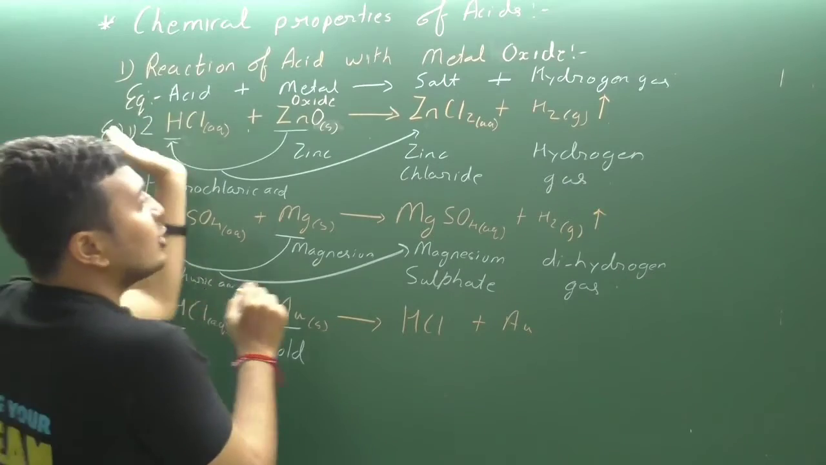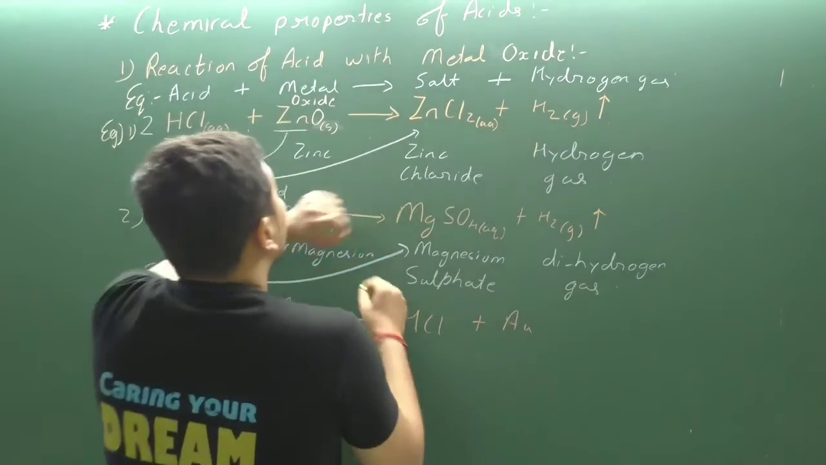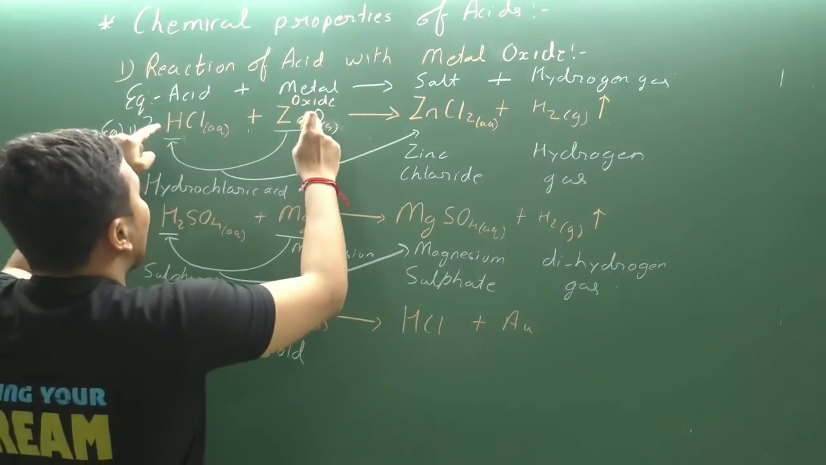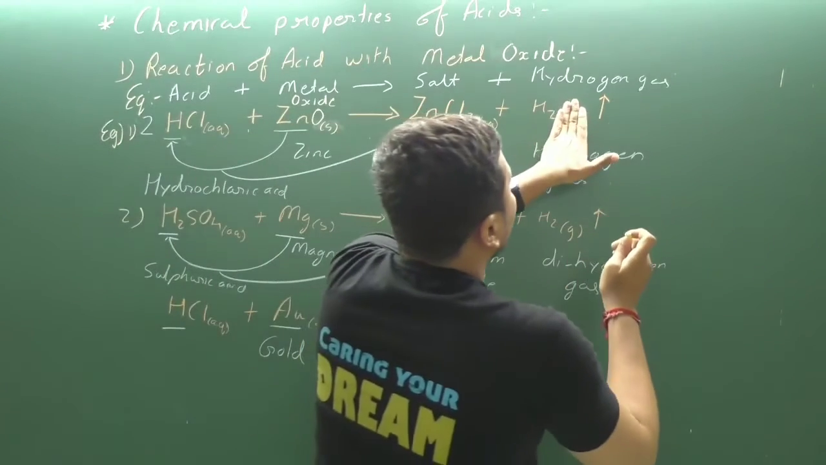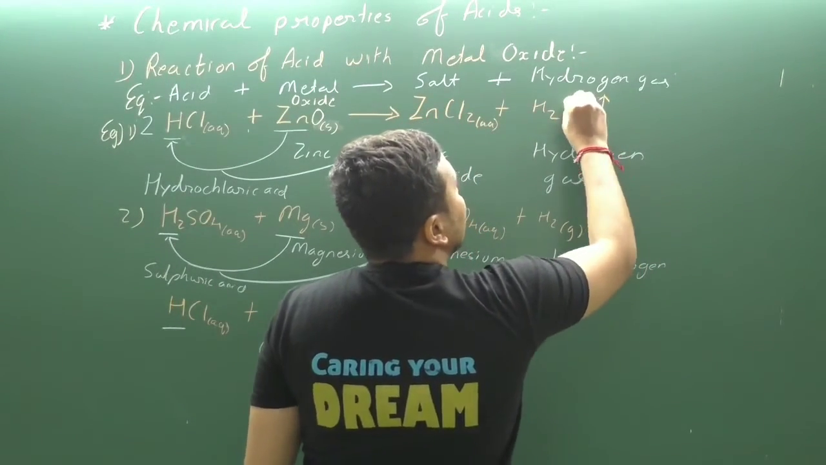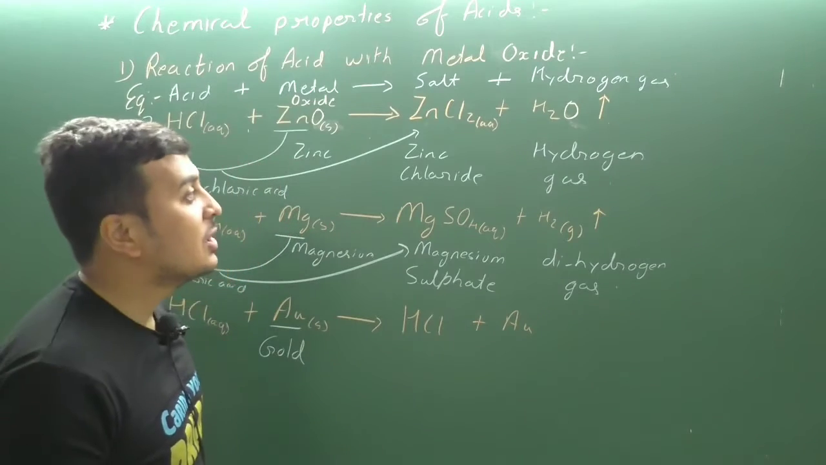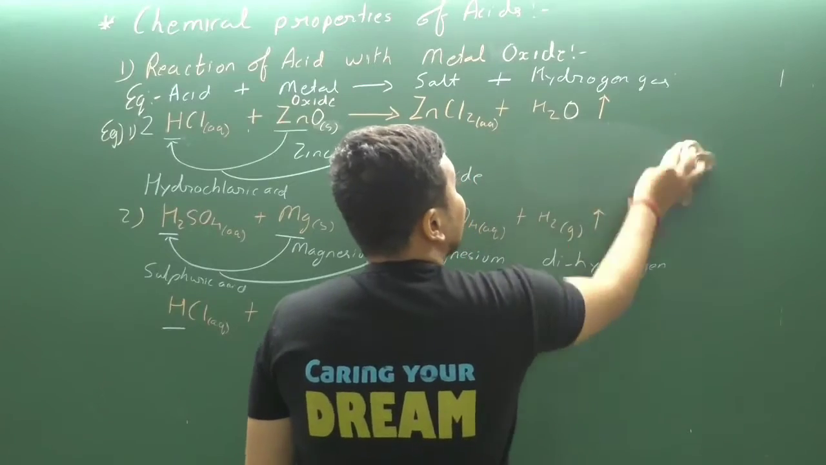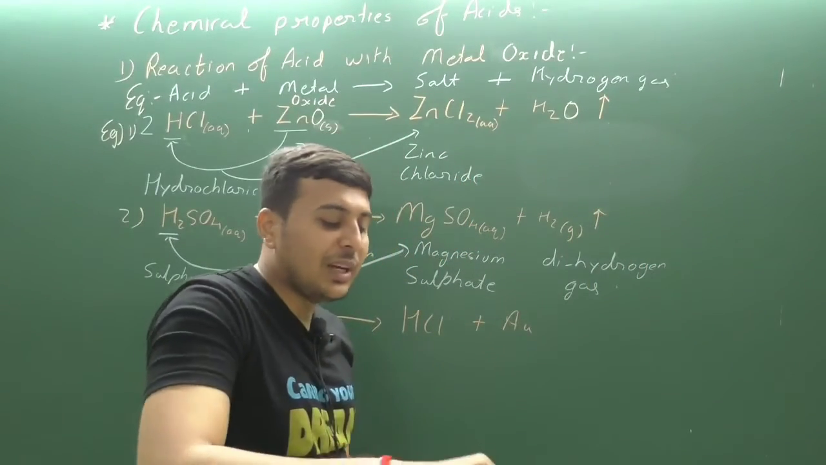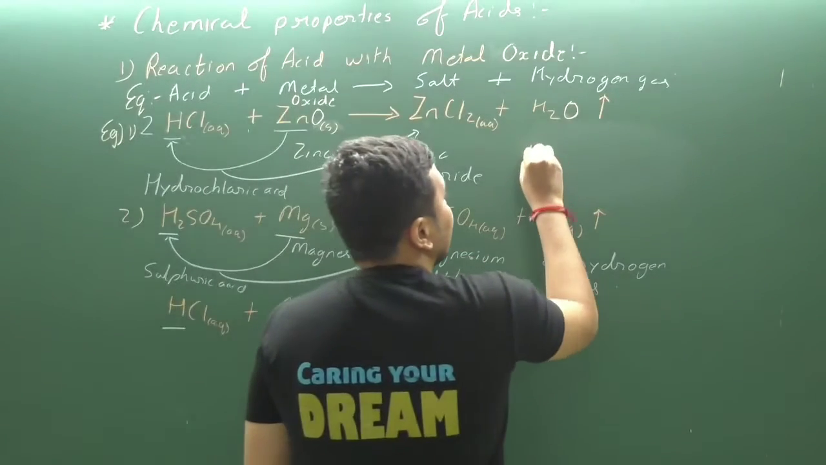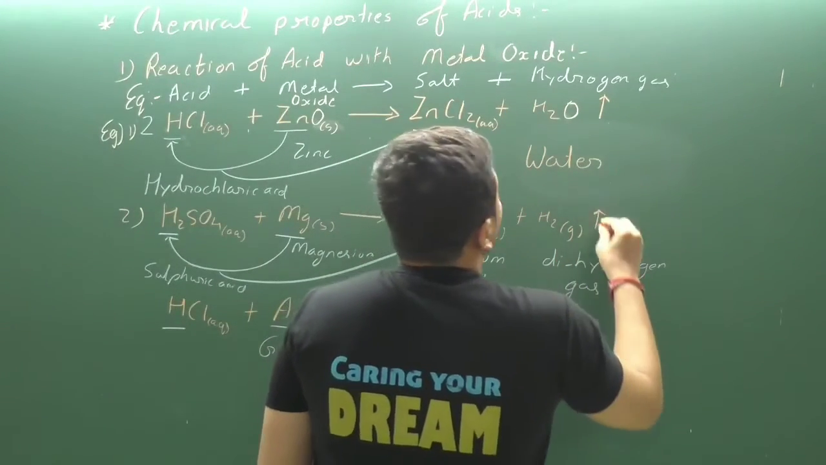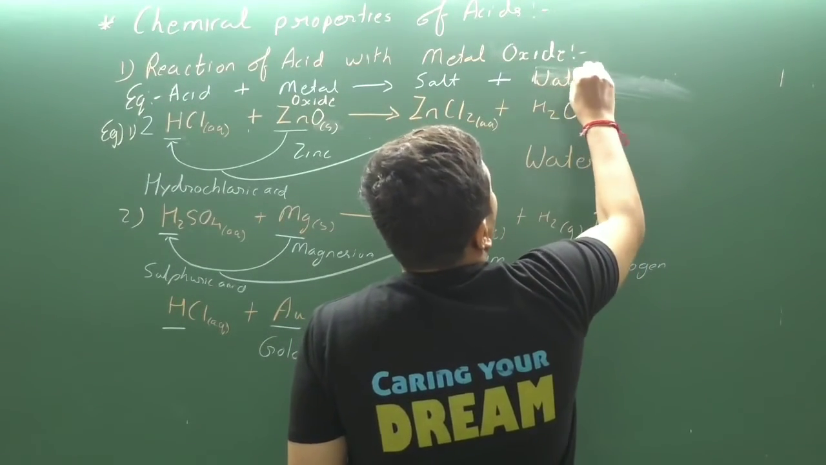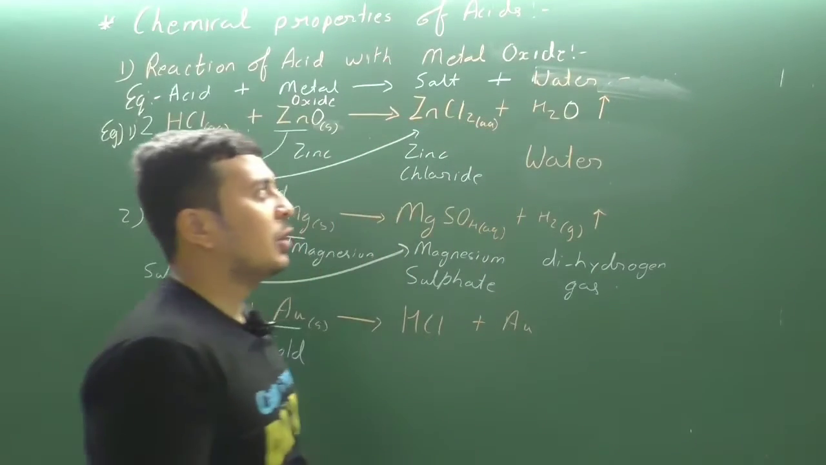Now what happens? Hydrogen is moved out, so it is H2. But here there is also oxygen left from zinc oxide. So hydrogen and oxygen react with each other and form H2O. What do we mean by H2O? It is quite simple. It means water. So when acid reacts with metal oxide, it forms salt and water.